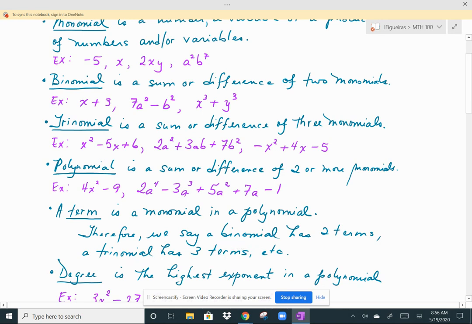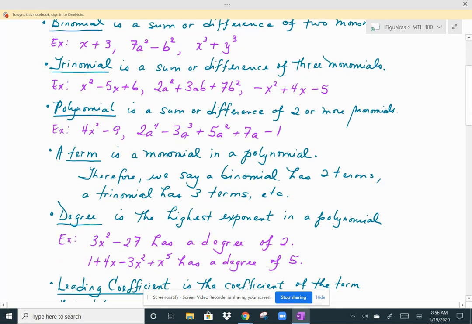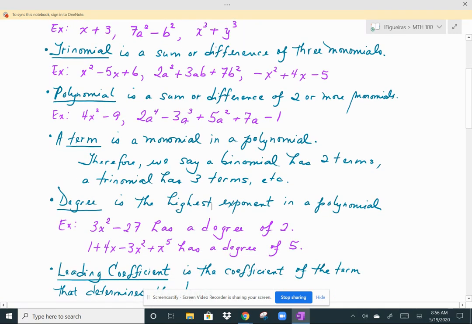All right, so what is a degree? The degree of a polynomial is the highest exponent in that polynomial. So 3x squared minus 27, the degree here is 2. The degree associated with 27 is 0, so the highest one would be 2. Then we have this expression here, 1 plus 4x minus 3x squared plus x to the fifth. Here, the highest exponent is 5, so we say that it has a degree of 5.